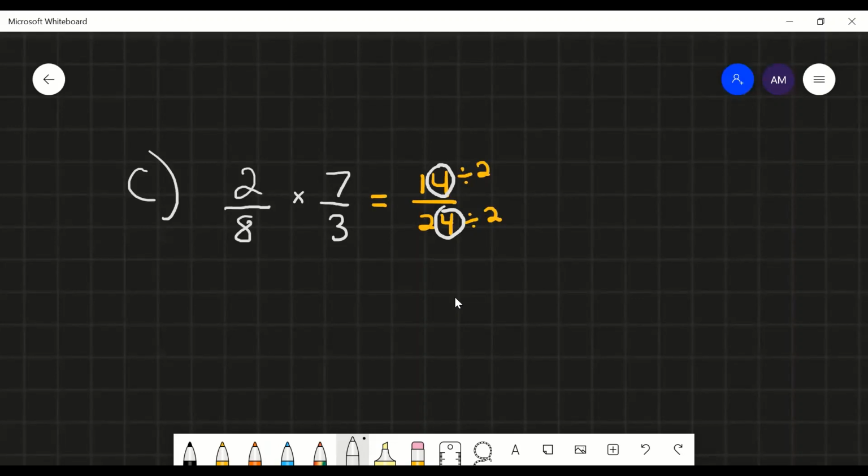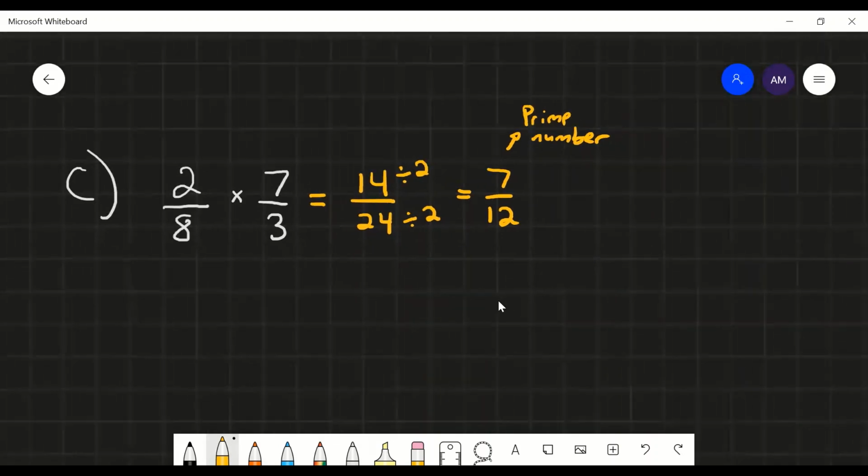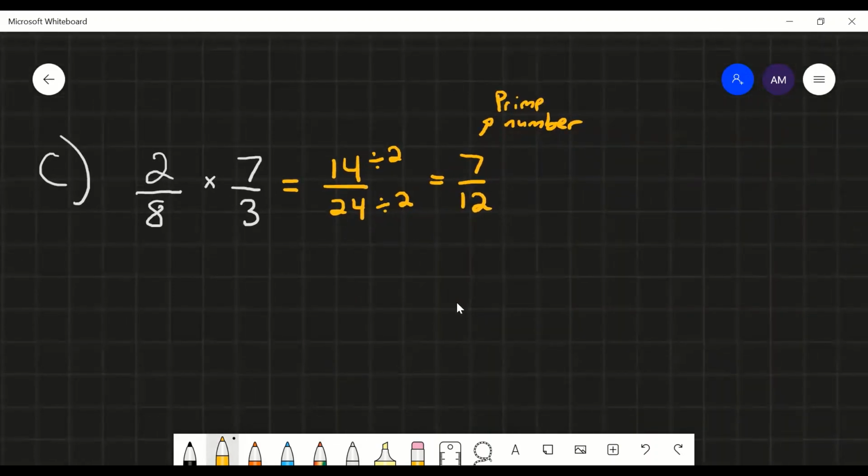And if the two numbers that I just circled are both even numbers, then 2 will be a multiple of both of them, meaning we could divide each of them by 2. So 14 divided by 2 is 7. 24 divided by 2 is 12. And 7, we call 7 a prime number. All that means is there's nothing else we can divide 7 by other than 7 or 1, but dividing by 1 is going to get us nowhere, so we don't bother with 1. So this would be as far as it goes. This is our reduced answer.